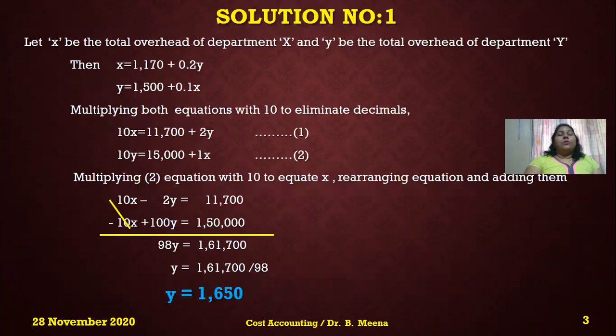Now check out how I frame the equation. First, I want to work it out under the simultaneous equation method, so I'm framing the equations. The service departments are X and Y only. So X's overhead is 1,170. Let X be the total overhead of department X and Y be the total overhead of department Y. So X is equal to 1,170.